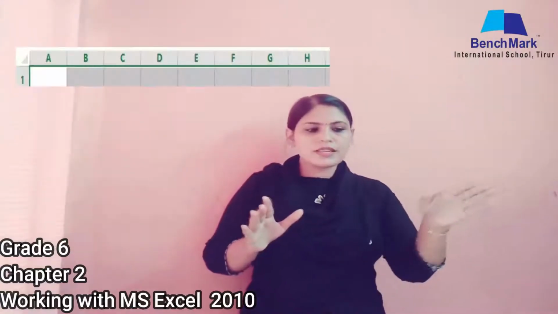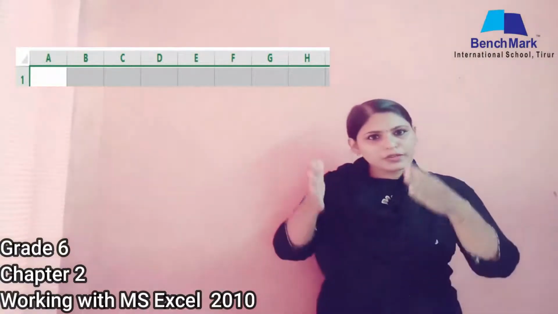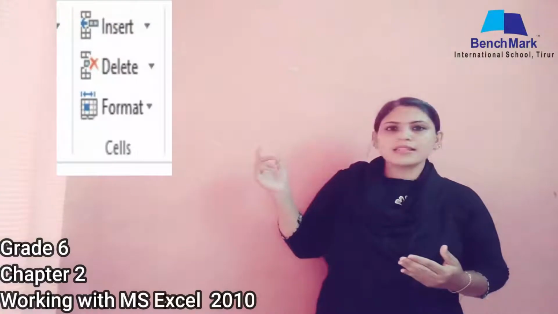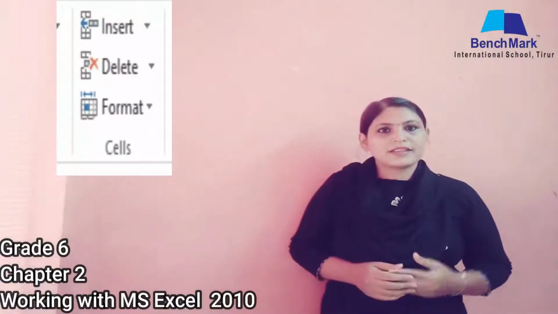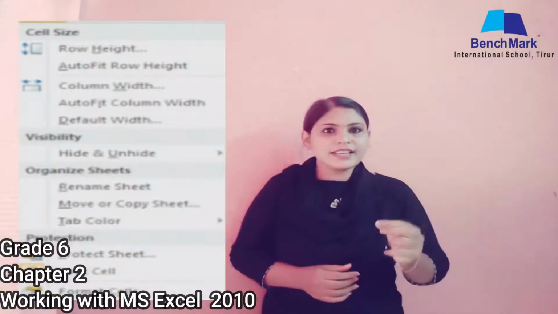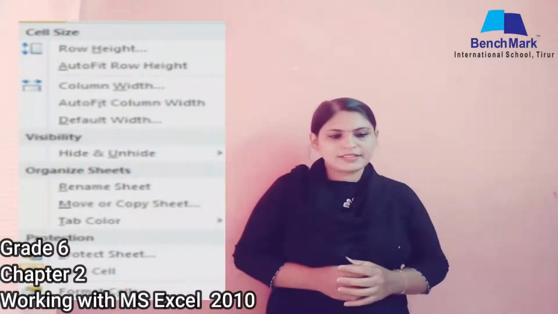For setting the width of a column or height of a row, you first select the column or row that you want to change. Suppose you want to change the height of a row, you have to select the particular row or a particular set of rows. If you want to change the width of a column, you have to select the column. Then on the Home tab, in the Cells group, click Format. From the menu, you have to select Column Width for changing the width of the column. If you want to change the height of the row, you have to select Row Height.